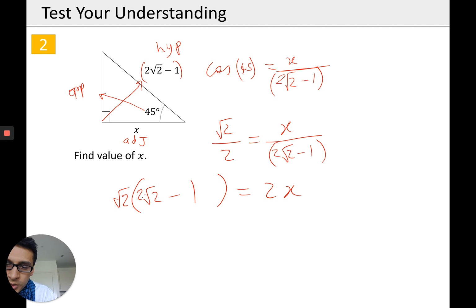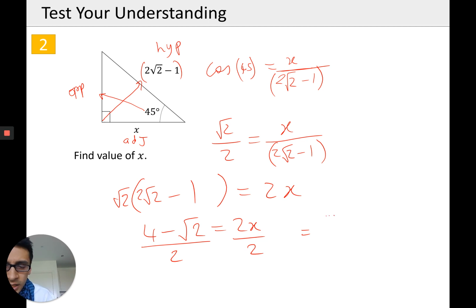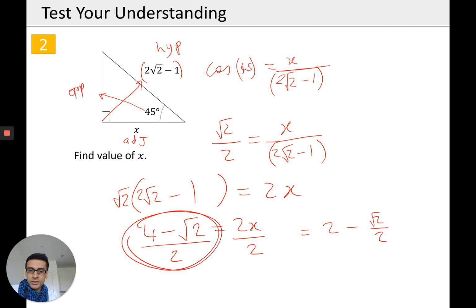So root 2 times 2 root 2 becomes 4. Root 2 times negative 1 is take away root 2. And I know that's equal to 2x. So I then have to divide by 2, divide by 2. So then I get my final answer, which I might need to simplify. I'm just going to leave it as that. That is actually fine. If you want to split this into a fraction, you can just turn that into 2 take away root 2 over 2. But this is fine as your answer.